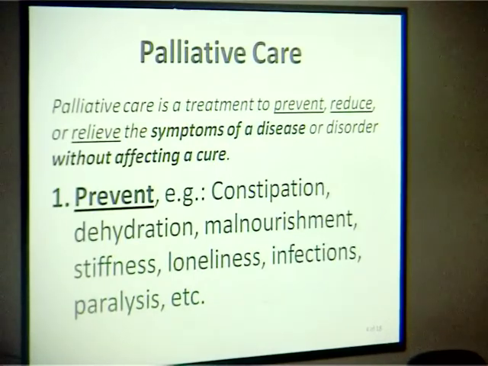The first one, as I mentioned, palliative care treatment to prevent, reduce. So how does it prevent? Well, palliative care can prevent, for example, constipation. Many of the medications can make you constipated as you're not eating too well, dehydration and so on. Improving their nutrition, diet and so on. Stiffness, as you get chemotherapy, you don't want your joints starting to hurt. How to prevent stiffness from happening? How to prevent loneliness from happening?